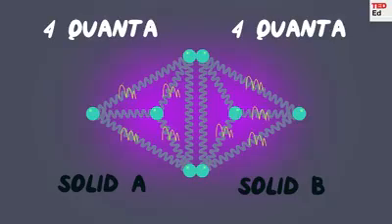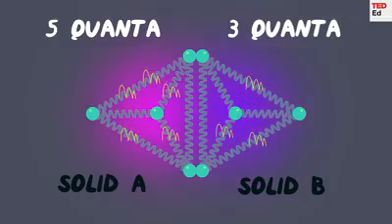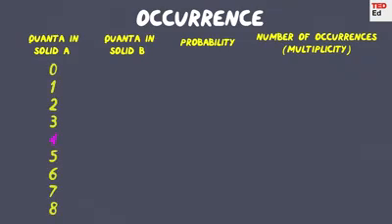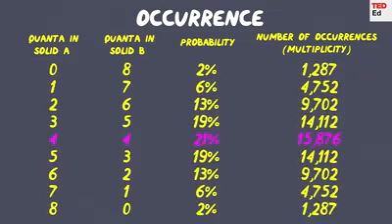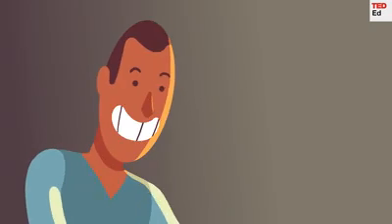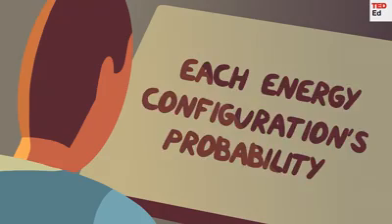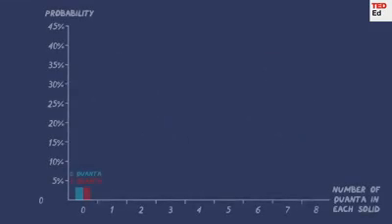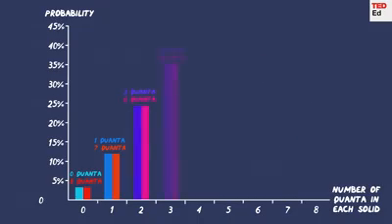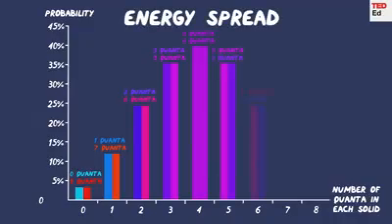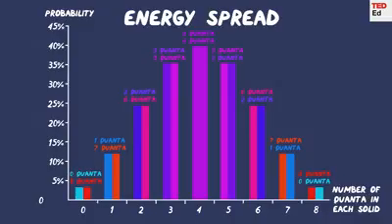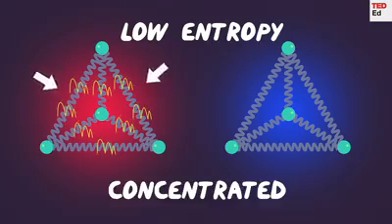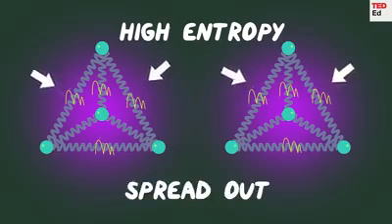If we assume that each microstate is equally likely, we can see that some of the energy configurations have a higher probability of occurring than others. That's due to their greater number of microstates. Entropy is a direct measure of each energy configuration's probability. What we see is that the energy configuration in which the energy is most spread out between the solids has the highest entropy. So, in a general sense, entropy can be thought of as a measurement of this energy spread. Low entropy means the energy is concentrated. High entropy means it's spread out.